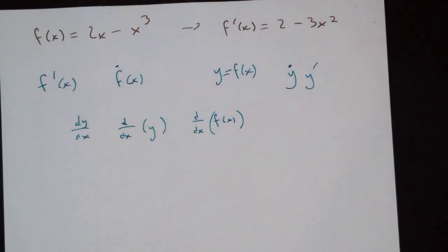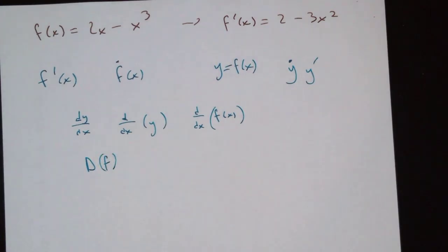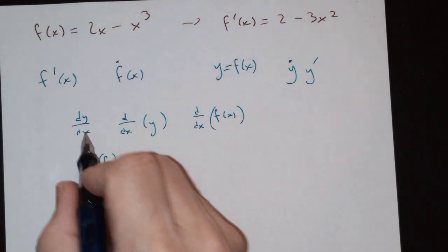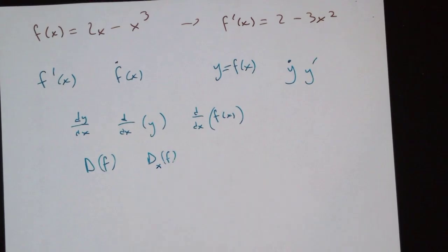Later mathematicians would use what's known as operator notation. So you will sometimes see D of f. Or if we want to make the emphasis on the fact that we're doing change with respect to x, you might see D_x, like that. All of these mean the same thing.